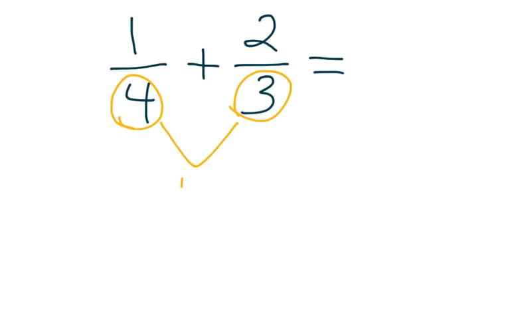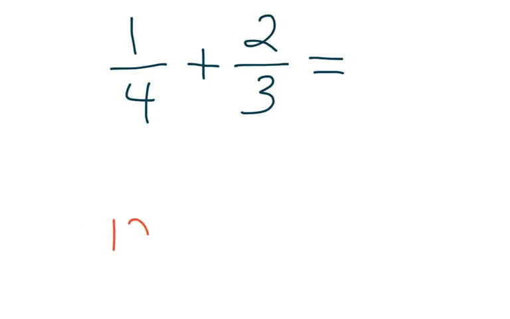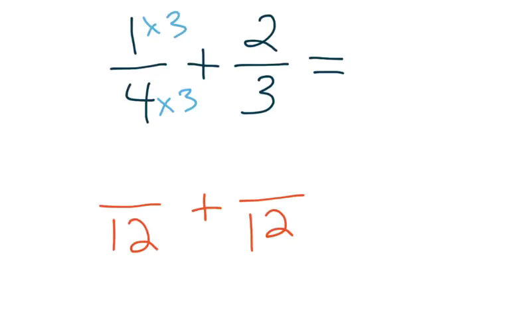You could either multiply them together and get 12, or you can list out the multiples of each number. Once again, I see that the least common multiple is 12, so that's what I'm going to use as my new common denominator. I'm going to change my fractions so that they are both out of 12. Multiply by 3, multiply by 3, so I have 3/12, and then I multiply by 4, and I have 8/12.